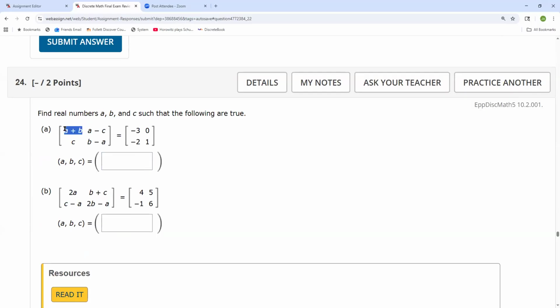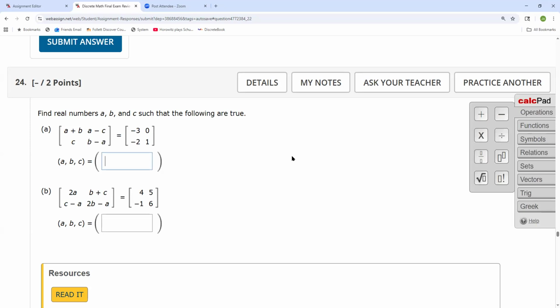So A plus B is equal to -3. That's what we know. A minus C equals 0. C equals -2. And B minus A equals 1. Which of those 4 statements is a definite statement that we can tell what the answer is for sure? There's only one of them. C equals -2. So let's put C equal to -2, but we don't know what A is and we don't know what B is yet.